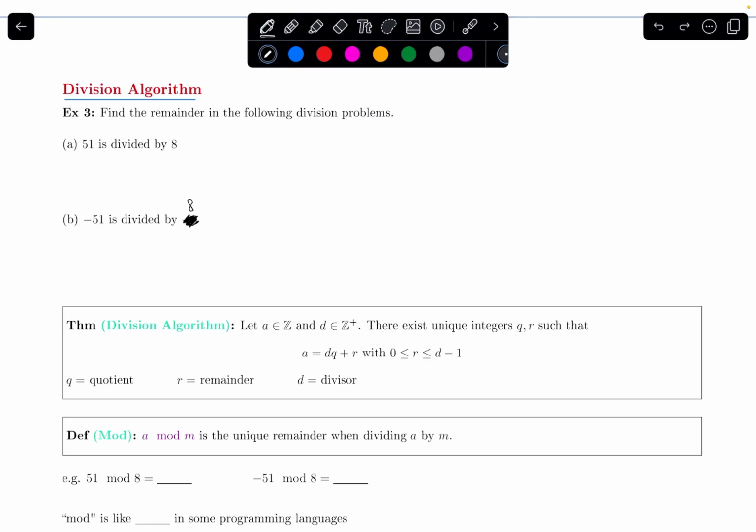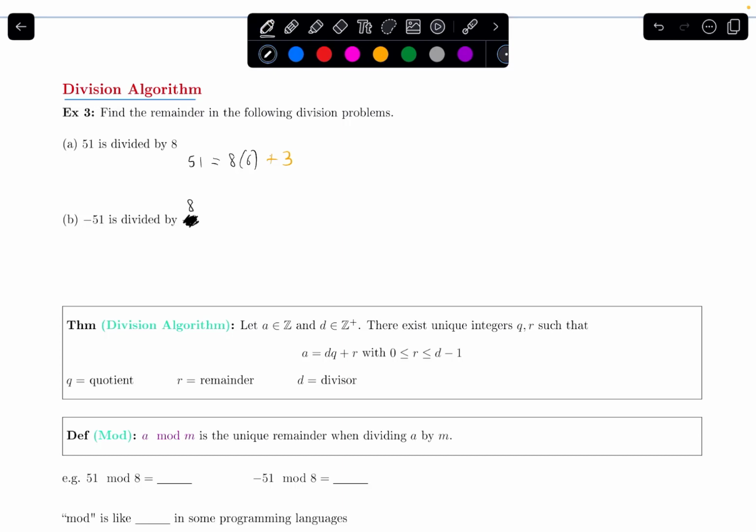Thinking back to when we used to do division way back when, you might remember that 8 goes into 51 6 times, and that becomes 48. That's a little bit short. I would have to add 3 to it, and if I add 3 to it, we get 51.